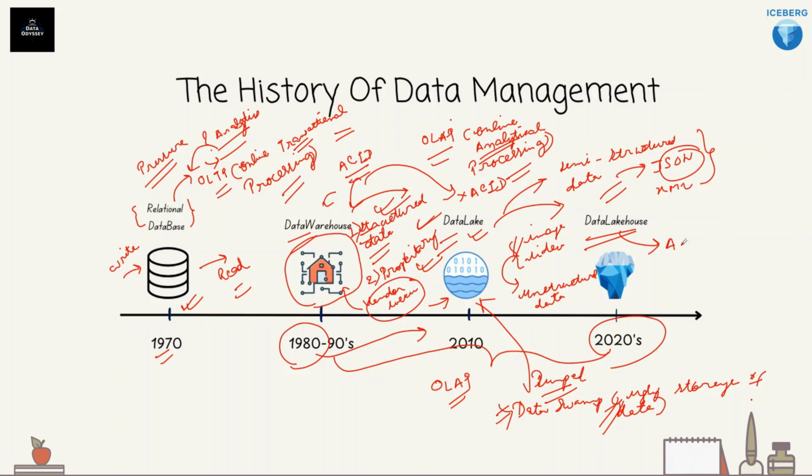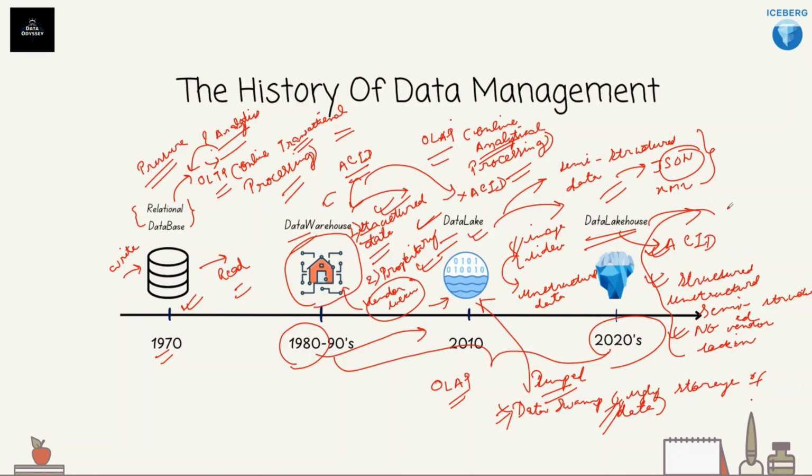Lakehouse not only ensured the ACID properties, it also ensured that all kinds of data could be stored. So it ensured the structured data, it ensured the unstructured data, and it also ensured that semi-structured data could be stored. And along with that, it also ensured no vendor lock-in. So everything is in your hand, correct? So that you are ensuring all these things and everything is in your hand.